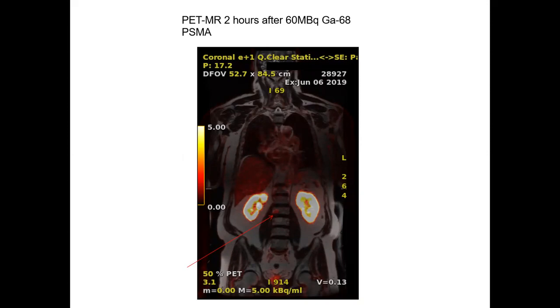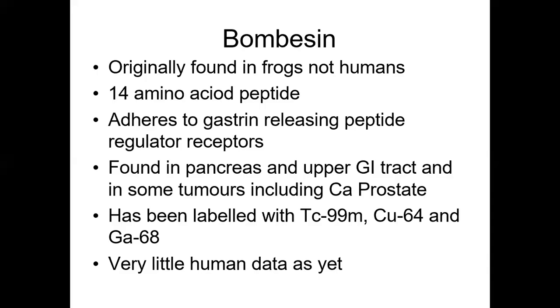So one of the issues with gallium-based products is that we can't do this late imaging very easily. We've been forced to do imaging at around 45 or 60 minutes because of the short half-life of the tracer. Whilst if we had a fluorinated product, maybe we could scan later, we might pick up even more tumor.